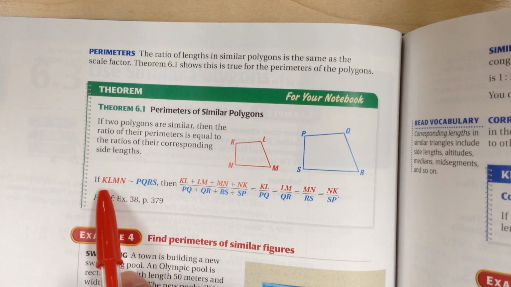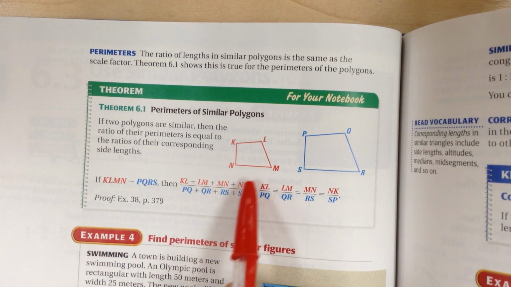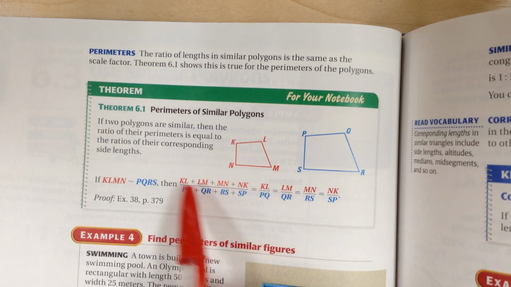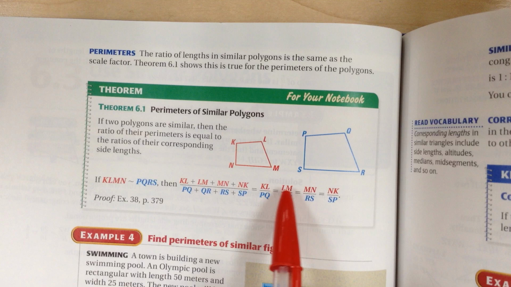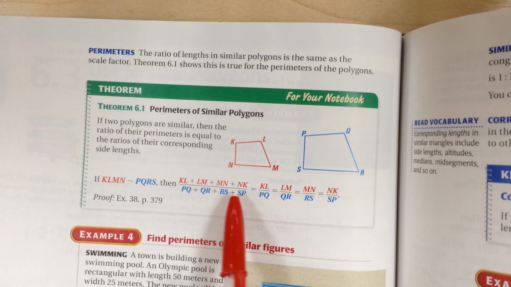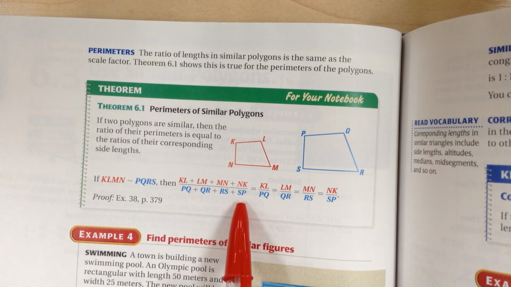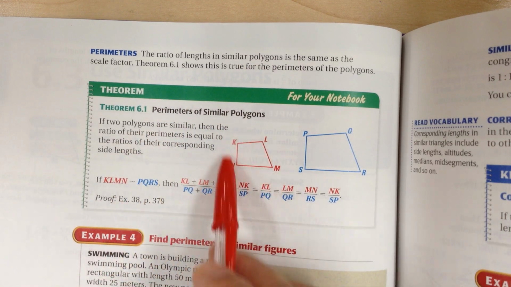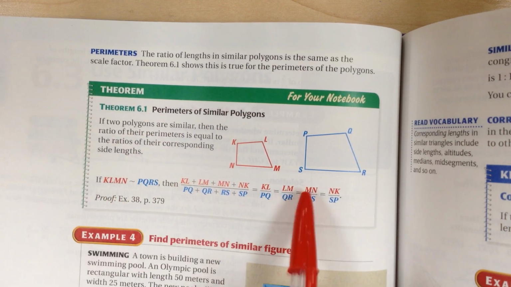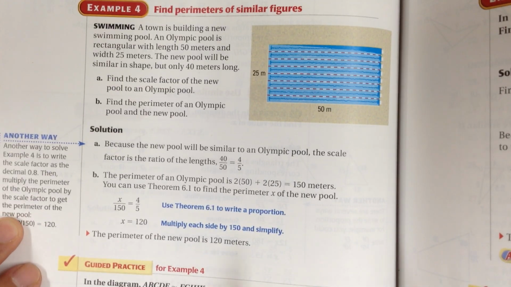So if this polygon is similar to this polygon, then if you add all four sides together over that, it will equal the ratio of any side. And again, remember this is just like the proportional lesson we went over, the one that looks like a ladder. You can add all that as long as you match things up. Let's go to example 4.